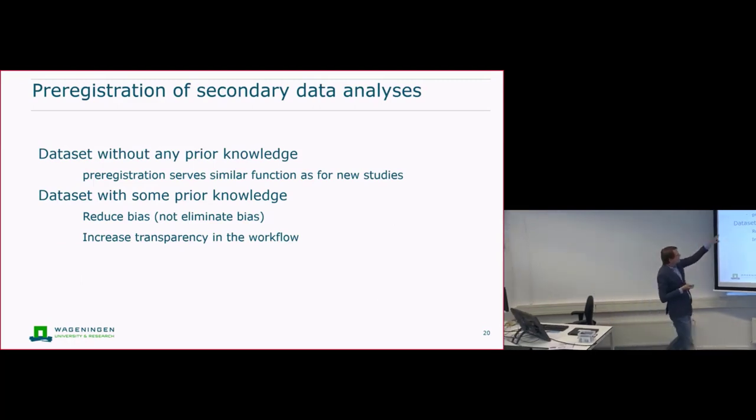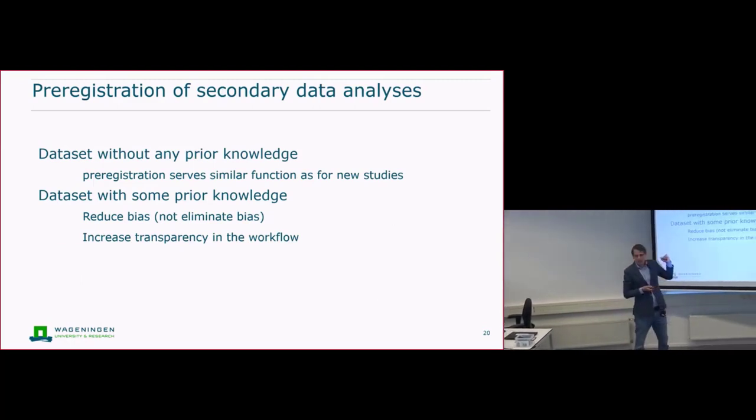If you have a data set without prior knowledge, pre-registration serves the same function as for new studies. But if you do know a little bit about it, you need to accept that you already have some biases. But pre-registration is still helpful because it can reduce further biases. Because there's still a lot of decisions to make. If you know something about the data already, then still it can be helpful to say, okay, but I want to answer this research question. I know a little bit about it, but still I'm going to make this and this and this and this and this decision to answer that research question.